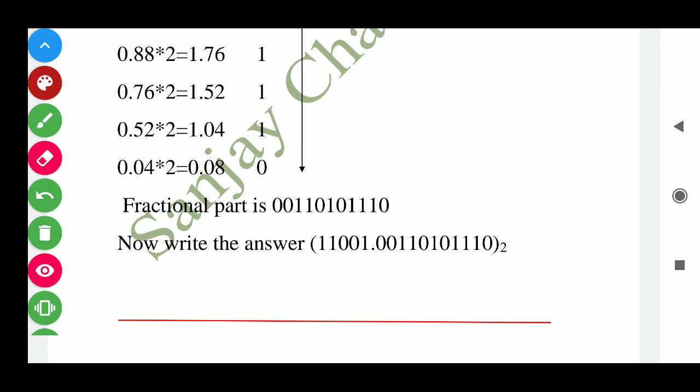Okay, so I hope you have understood this. Make your own values and just convert those decimal values into binary values.